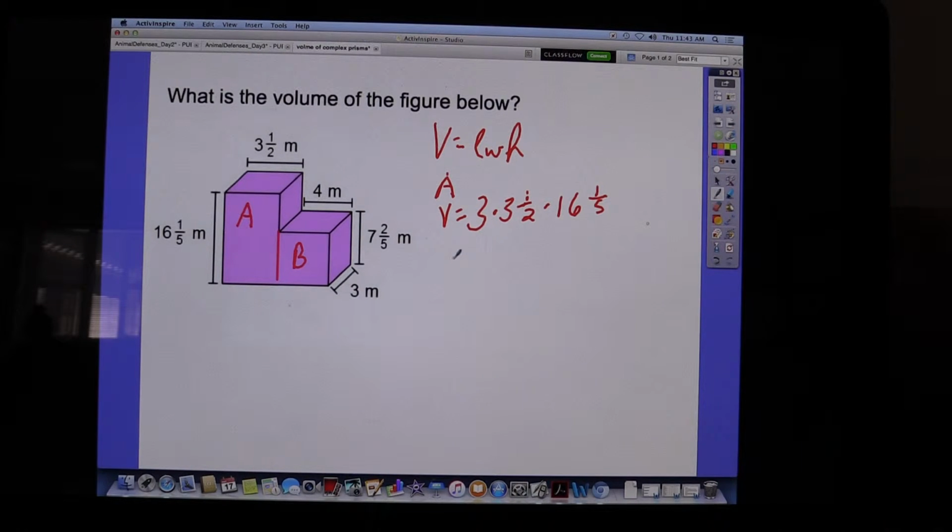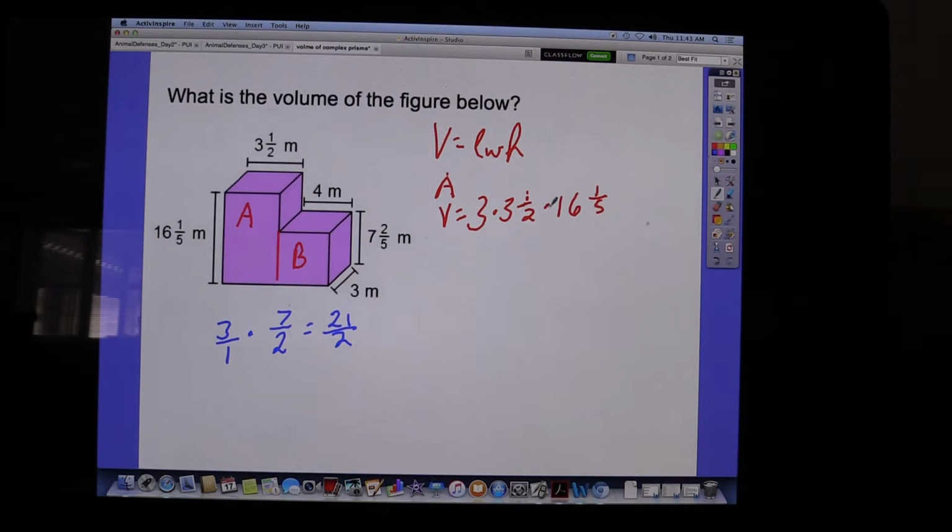So if I have 3 times 3.5, I'm going to convert these to improper fractions. I'm going to say 3 over 1 times, and then make this mixed number an improper fraction: 2 times 3 is 6 plus 1 is 7, 7 over 2. And that's going to give me 21, because 3 times 7 is 21, and that's going to be 21 halves, because 1 times 2 is 2. Now, I could convert this to a mixed number, but I'm going to have to multiply it by 16 1/5, so I'm just going to leave it like this because I'd have to convert it to an improper fraction anyhow.